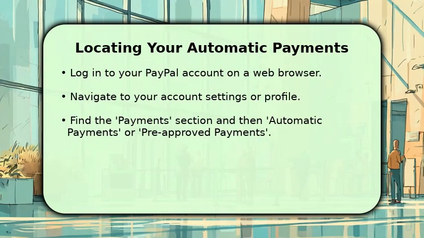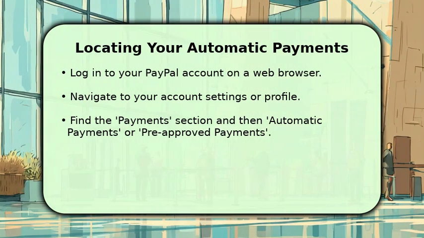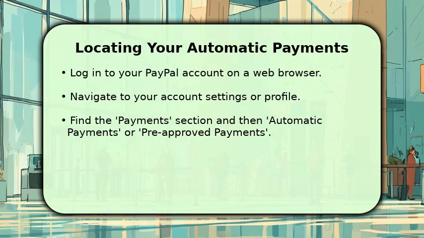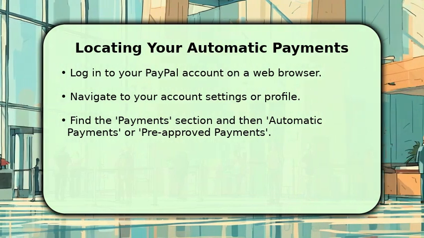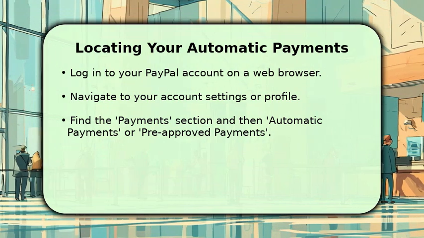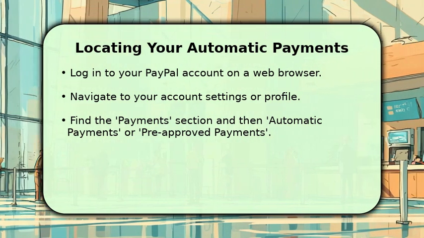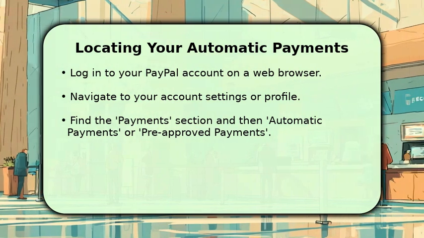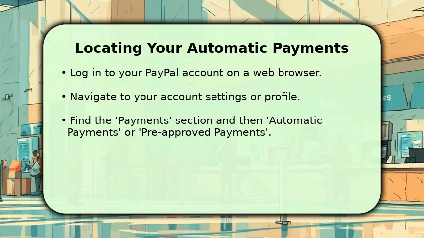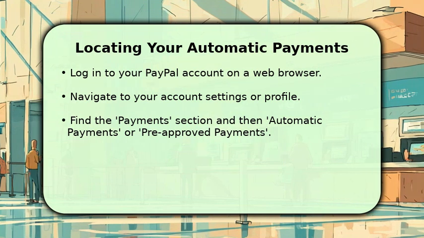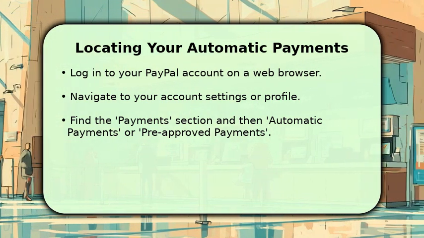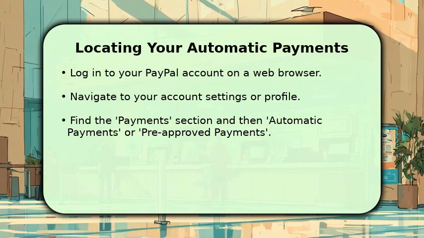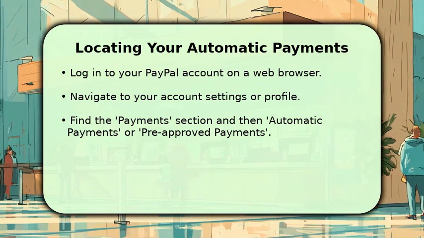First, you'll need to log into your PayPal account using a web browser, as this feature is best managed there. Once logged in, look for your settings or profile icon, usually found in the top right corner. From there, you'll want to find the Payments section. Within Payments, you should see an option labeled Automatic Payments or Pre-approved Payments. This is your hub for all recurring transactions, making it easy to manage them effectively.